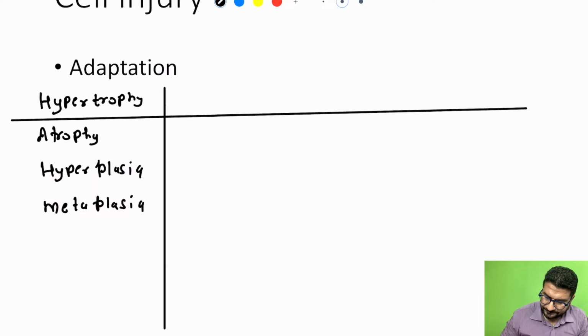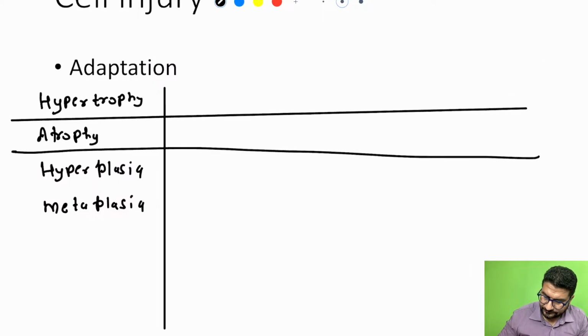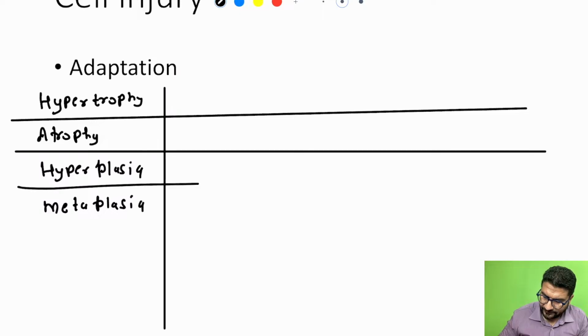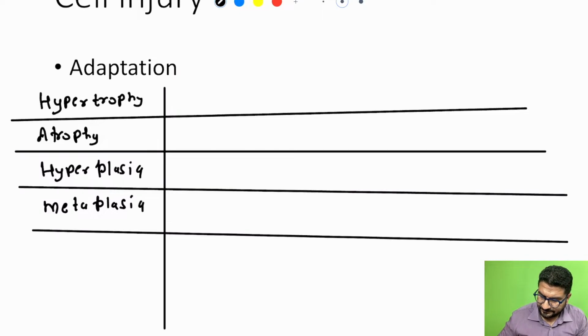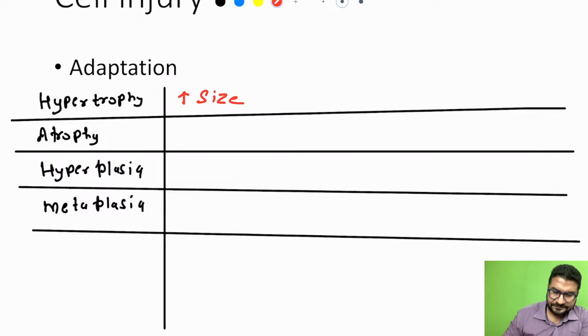Hypertrophy, atrophy, hyperplasia, metaplasia. So first try to understand, they ask you what are the definitions. So definition means hypertrophy means increase in size, right? Size बढ़ रहा है. Now they ask you what are the examples of hypertrophy.